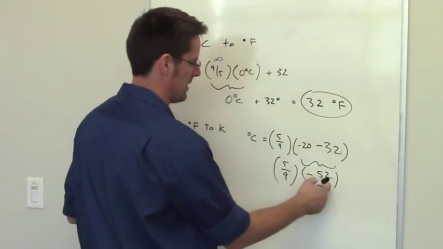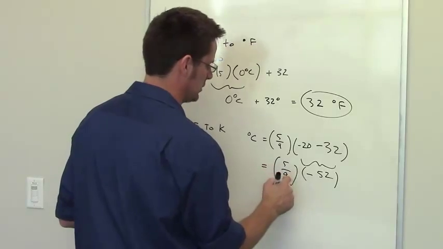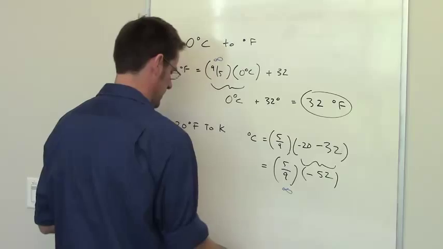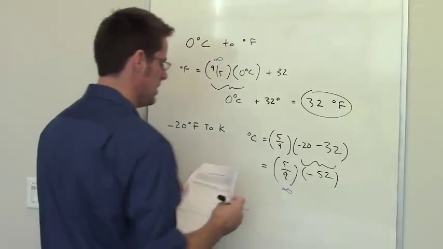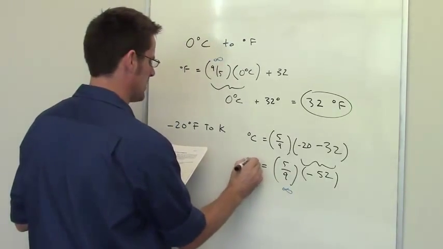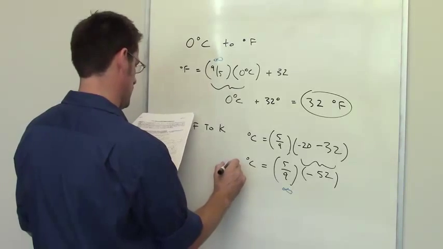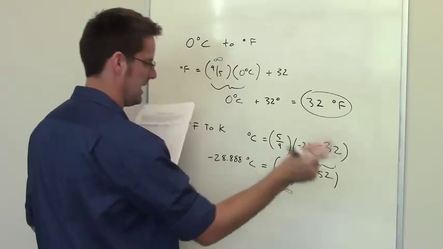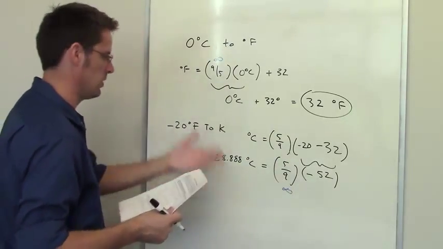I now multiply that by 5/9. This is a multiplication. However, these 5/9 are an exact fraction, so it's considered to have infinity significant figures. When I do that, I get a number of degrees Celsius, which happens to come to -28.88888888888 off for eternity, I think. It goes for a long ways.